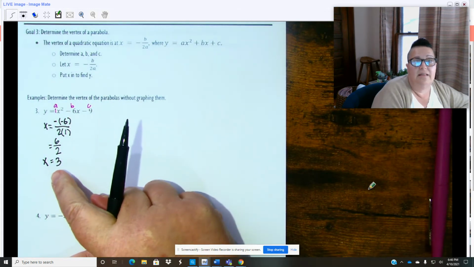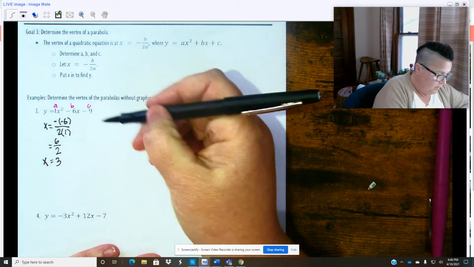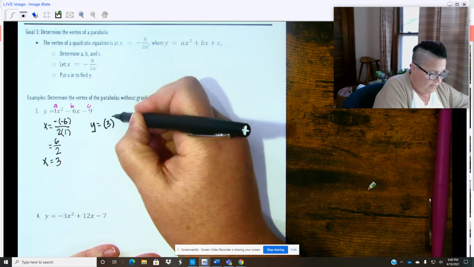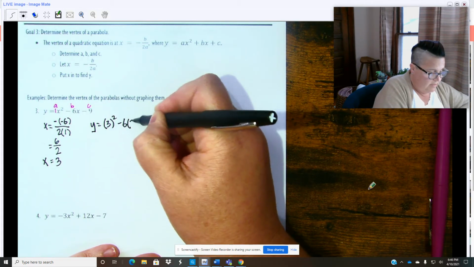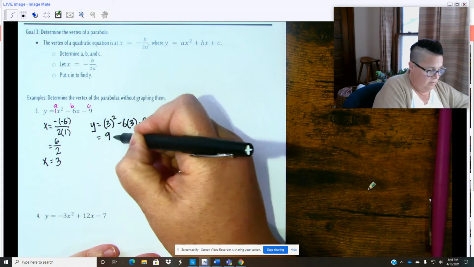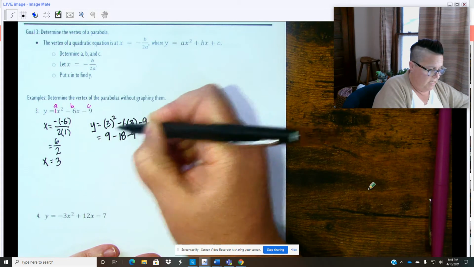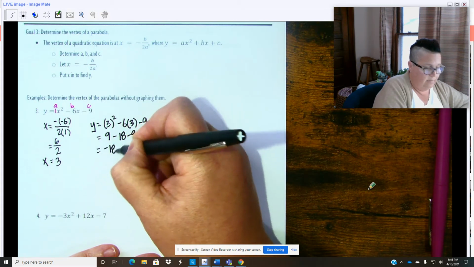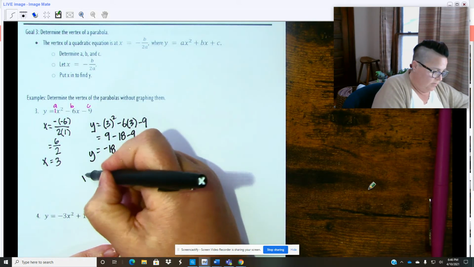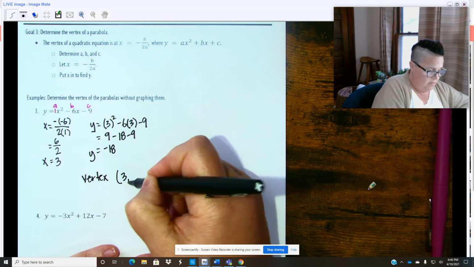This tells us that the vertex occurs when I let x equal 3. So if I let x equal 3, then y would be 3 squared minus 6 times 3 minus 9. So that's going to be 9 minus 18 minus 9, which is a negative 18. I have found the x and the y, so my vertex is at 3, negative 18.